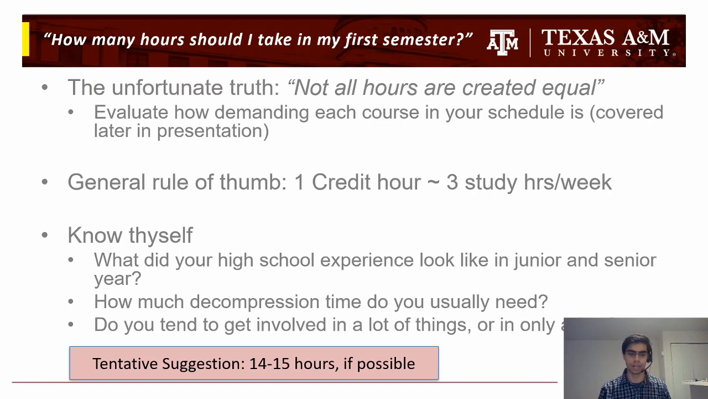But based off of my observations for the average freshman, I tentatively suggest maybe 14 to 15 hours. That way, you're remaining on track with your degree plan, but you're also experiencing what A&M has to offer, and you're cementing the connections and interactions that you're going to have with people for the rest of your 4 years. So, again, if you're the type of person that likes to be busy all the time, I know that I was like that, then definitely push 16 hours maybe.